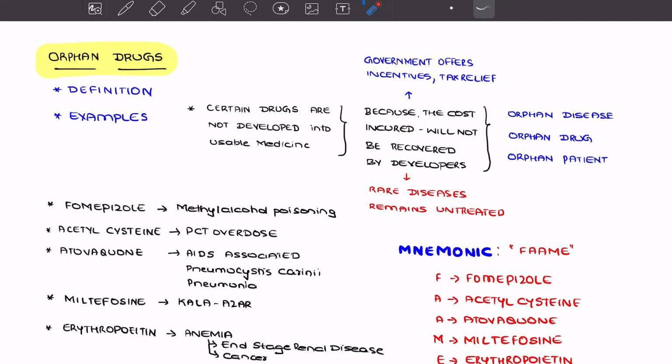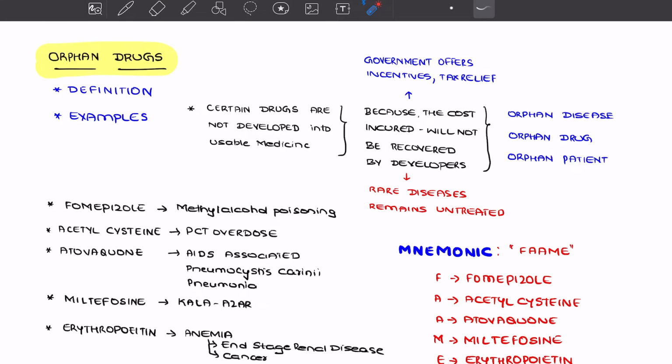And today's session, let us learn about a very important topic in pharmacology, that is orphan drugs, which is quite often asked in your entrance exam as well as in the theory examinations. So we'll learn about the definition of orphan drugs and the examples under orphan drugs. So what is the definition of orphan drugs?